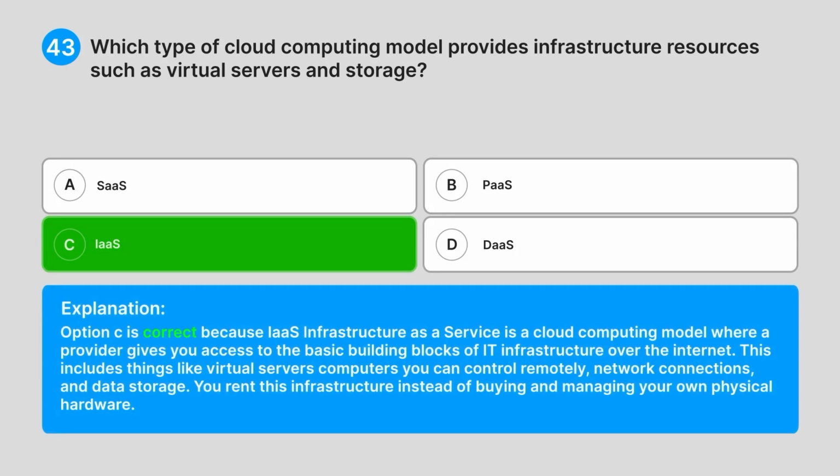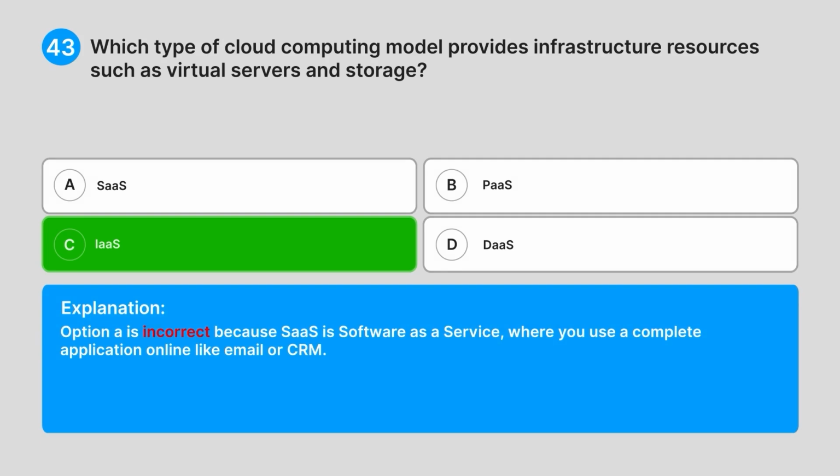Explanation. Option C is correct because IaaS, infrastructure as a service, is a cloud computing model where a provider gives you access to the basic building blocks of IT infrastructure over the internet. This includes things like virtual servers, computers you can control remotely, network connections, and data storage. You rent this infrastructure instead of buying and managing your own physical hardware.